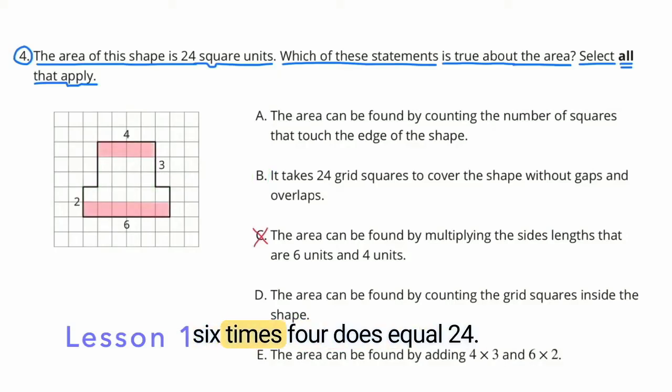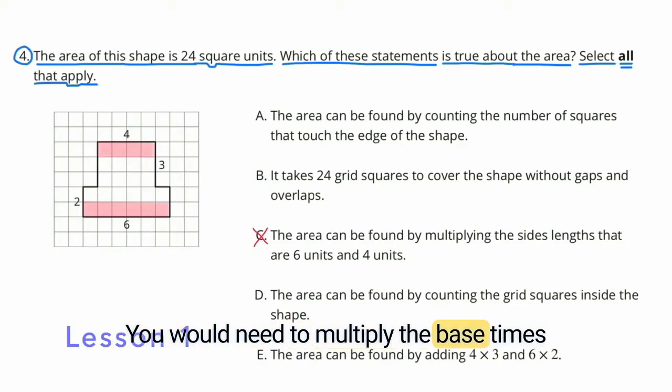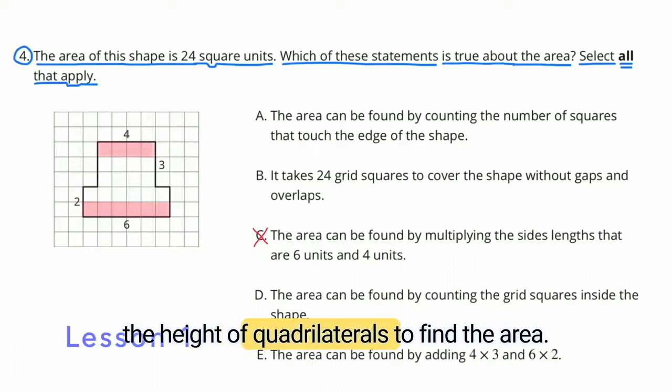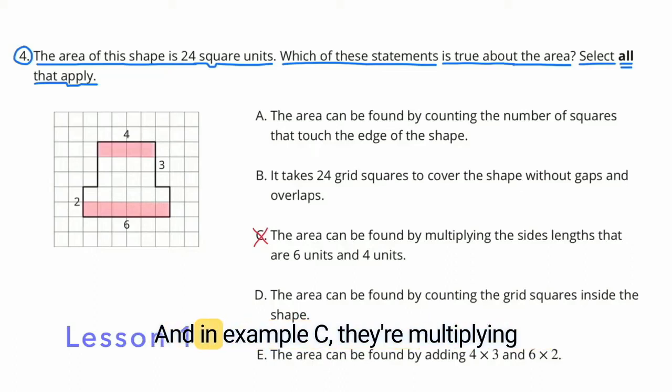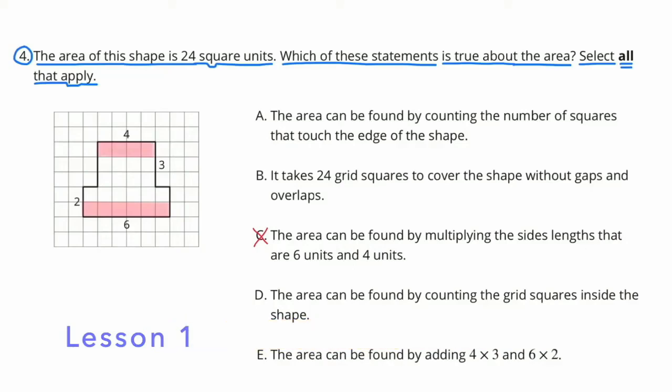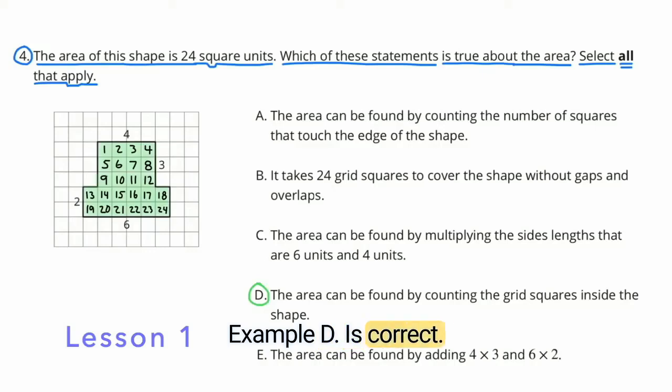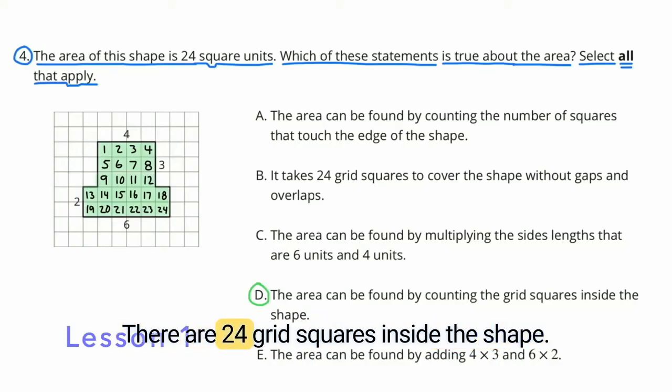C does not apply. Even though 6 times 4 does equal 24, you would need to multiply the base times the height of quadrilaterals to find the area. And in example C, they're multiplying 2 bases times one another. Example D is correct. The area can be found by counting the grid squares inside the shape. There are 24 grid squares inside the shape.